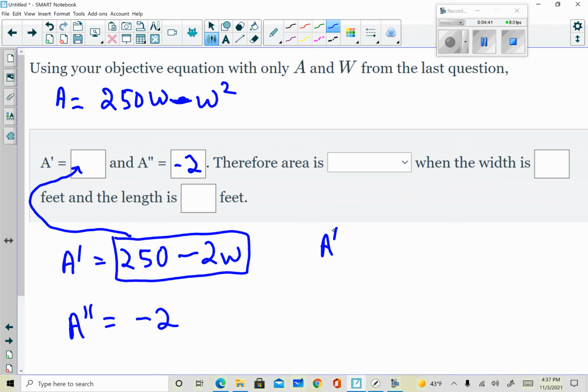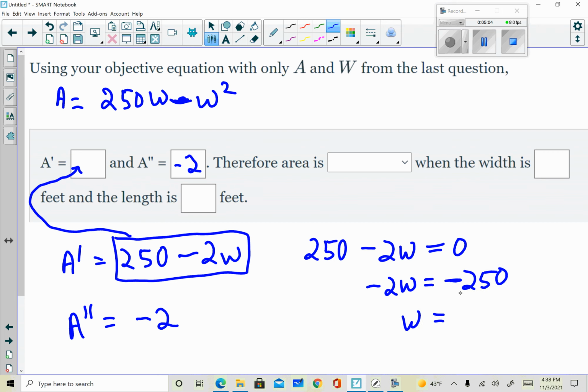And the first derivative, let me start this over. We're going to do some stuff that isn't asked for here in order to fill in the rest of the blanks. We're going to find when the derivative is equal to 0. The derivative is 250 minus 2W equals 0. Subtract 250 from both sides and divide both sides by negative 2. Negative 250 divided by negative 2 is positive 125.